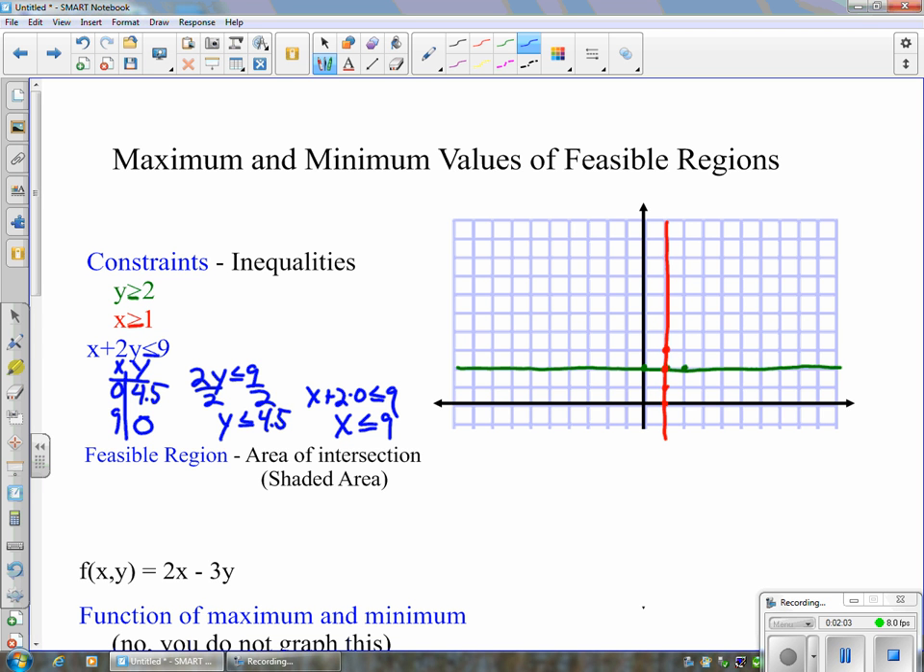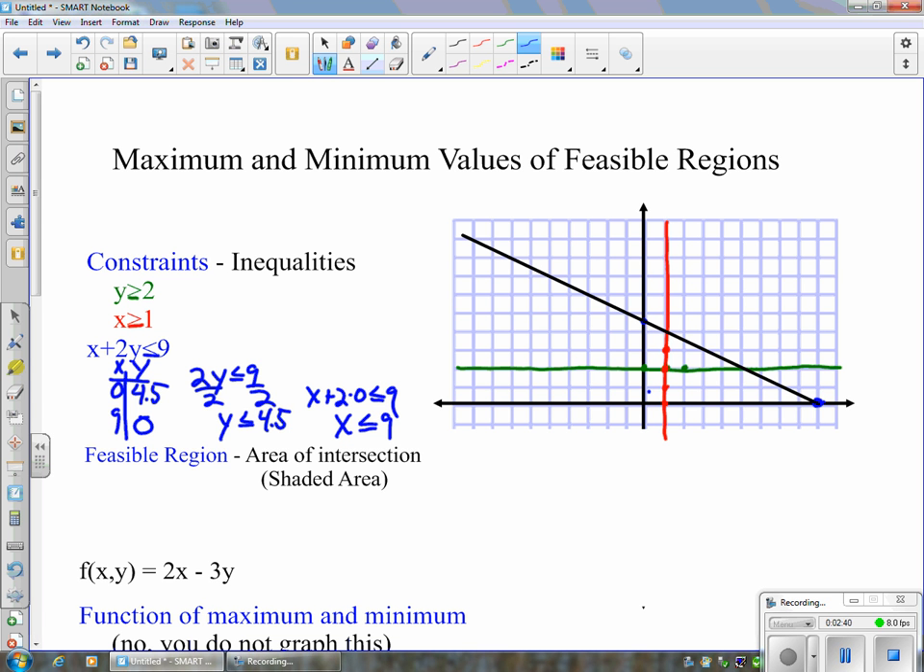So when I graph these, I go 0 left and right, up 1, 2, 3, 4.5. Put a point. And then forward 1, 2, 3, 4, 5, 6, 7, 8, 9, and put my other point. Then I'm going to draw a line connecting these points. And now I'm going to find my feasible region.